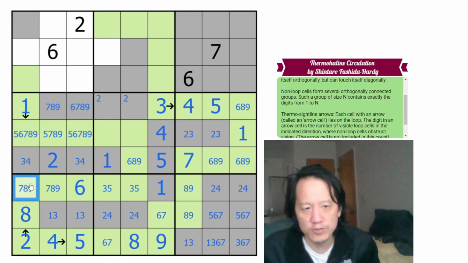Therefore, this must be 8, which makes this a 9 because this has to be greater than that. This can't be 8 or 9. This can't be 8 or 9, so this is 7. This can't be 8 or 9, so this is 8, which makes that 9.